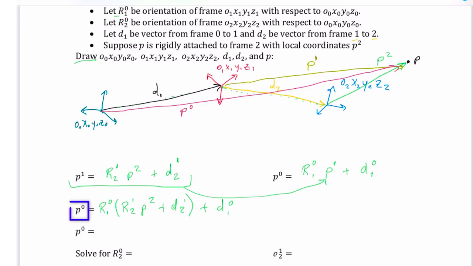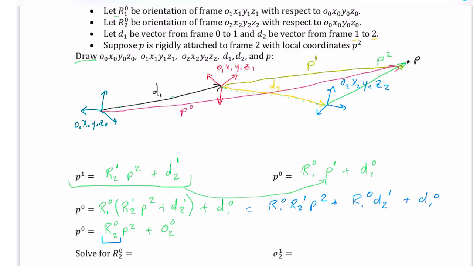So now we'd like to simplify what this P0 is. We need to take this vector P2 that we have, and we need to rotate that from frame 2 into frame 0, and then we need to know where is the origin of frame 2. So what is the origin of frame 2? But we want that in frame 0. And so now we can solve for these terms. This R2,0 is equal to this product that we're multiplying out here. I'll go ahead and multiply it out so we can see that. So we've got R1,0 R2,1 P2, plus R1,0 D2 in 1, plus D1 in frame 0.